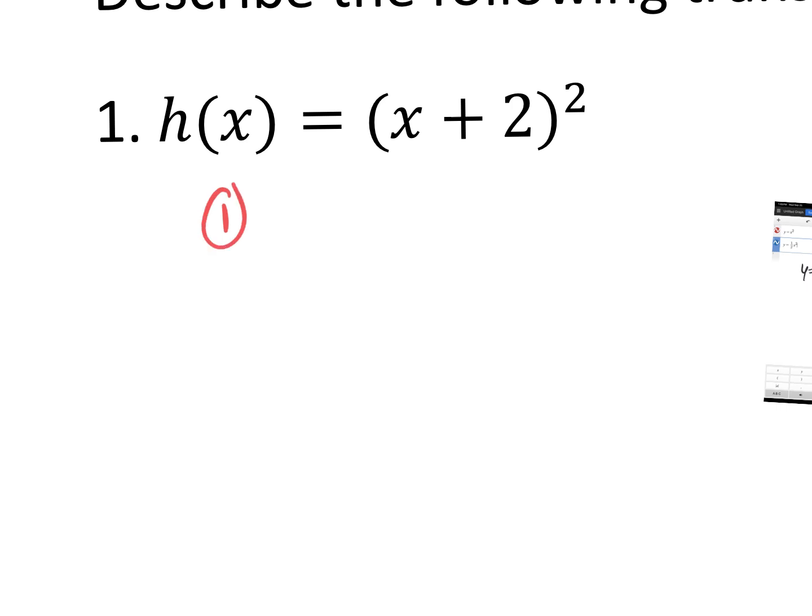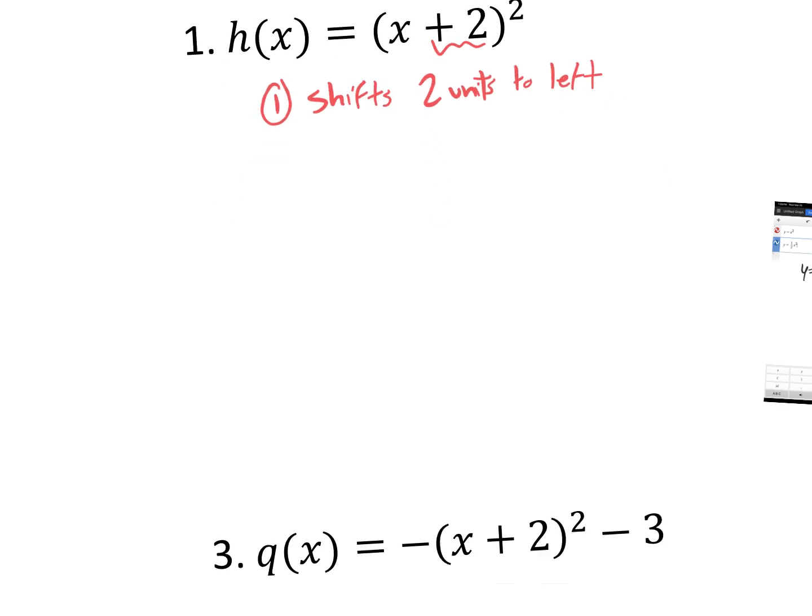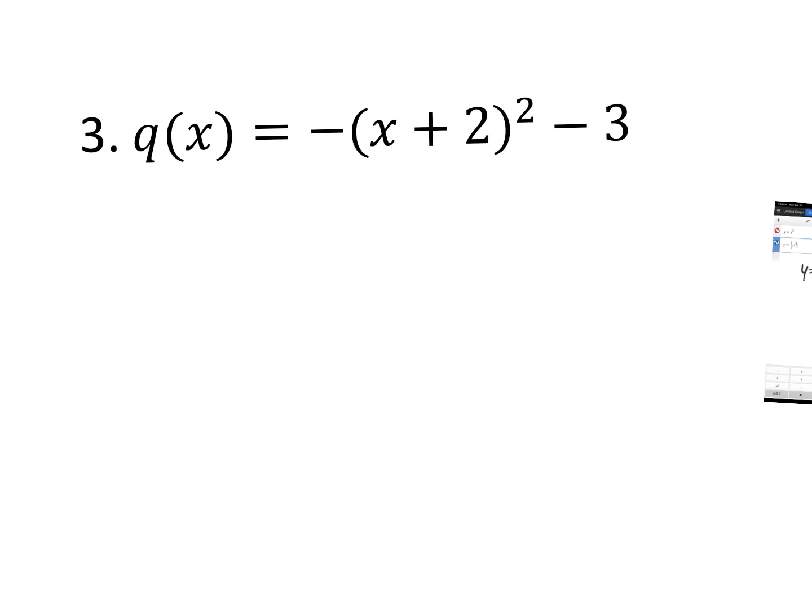So the only thing that happens is it shifts 2 units to the left. Because you have to think opposite on h. Does that make sense? Yes. Okay. Let's take a look at a different one. How about this guy down here?